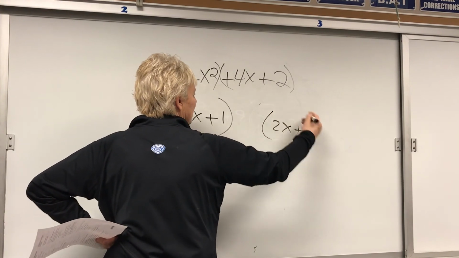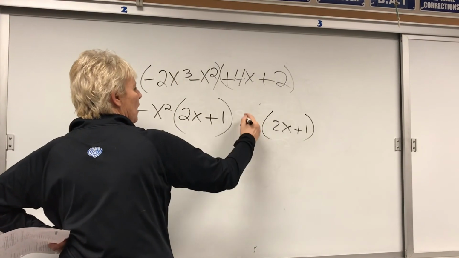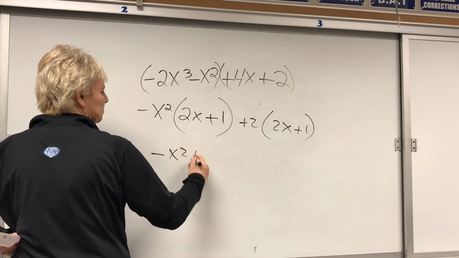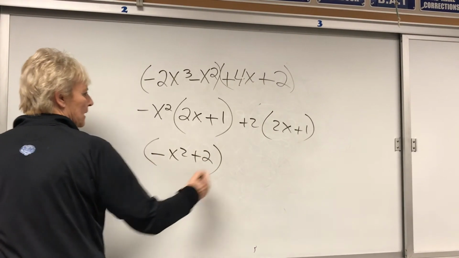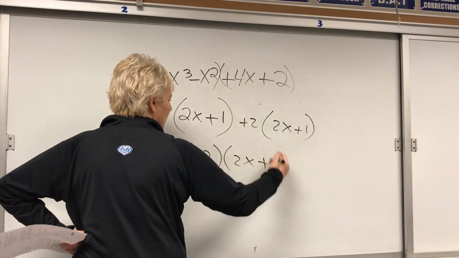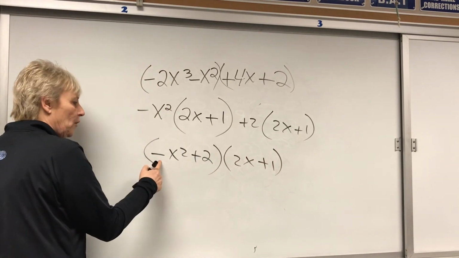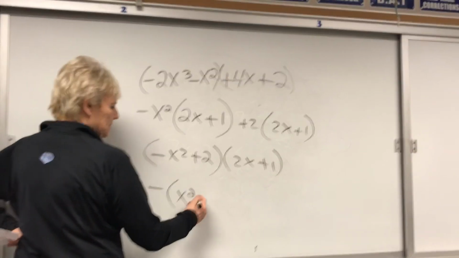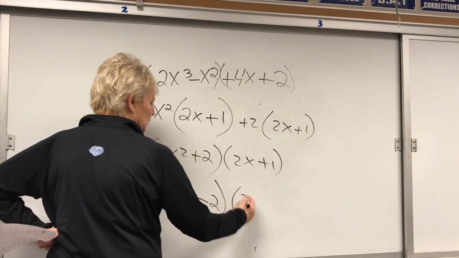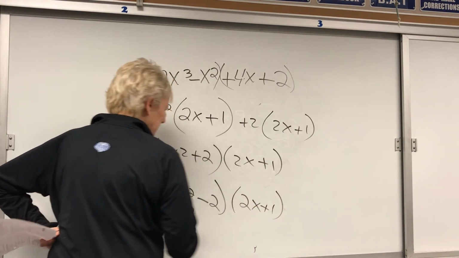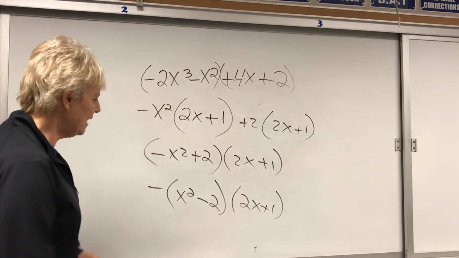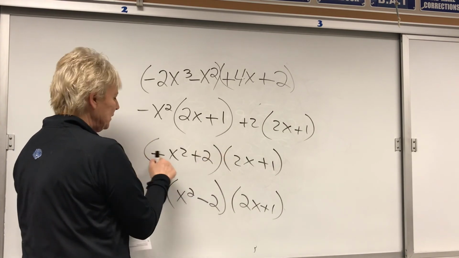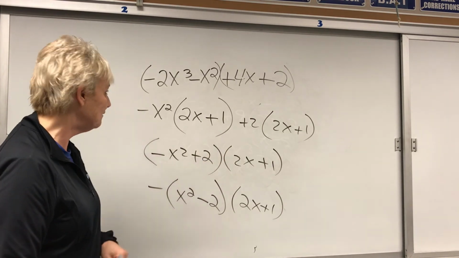2x plus 1. How does a 2 become a 4? Plus 2. Negative x squared plus 2, times 2x plus 1. Now we've got another negative leading coefficient in here. Pull it out. X squared minus 2, times 2x plus 1. Everybody forgets that step. You never want the leading coefficient in any binomial or trinomial to be negative. At some point you have to pull it out.